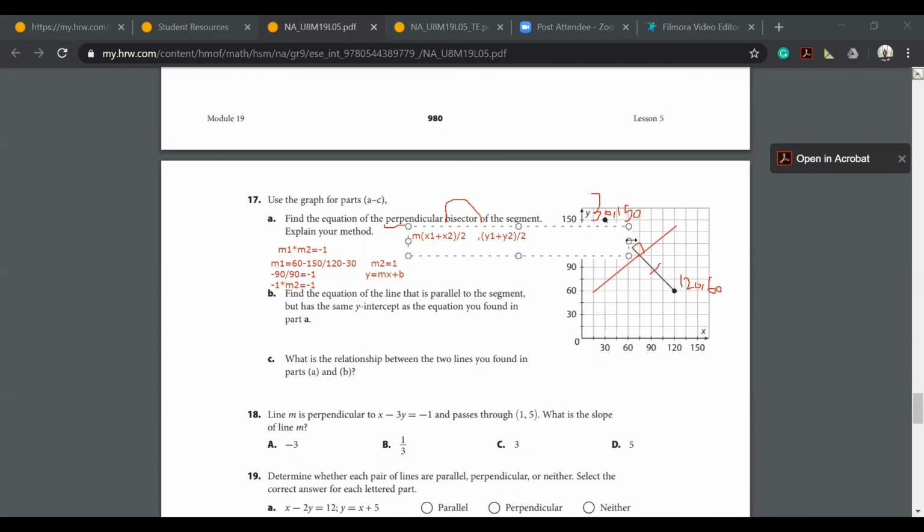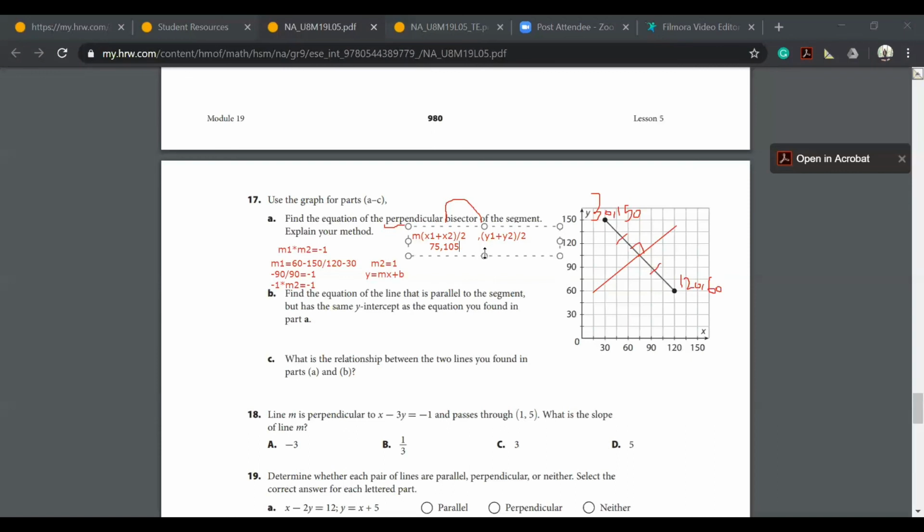x1 plus x2 over 2, which means that 30 plus 120 is 150 over 2, and 150 over 2 will be 75. And 150 plus 60 is 210, and 210 divided by 2 will be 105. So I found my midpoint.